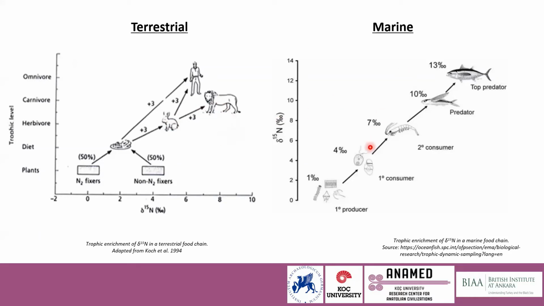And then the marine, it's the same principle. As you go up the trophic levels, you get this +3 per mil increase. The reason the delta nitrogen 15 values are higher in marine ecosystems is because there are more trophic steps, so there are more chances for this +3 to take effect. By the time you get to a top predator, they've already gone through more steps than they would in a terrestrial environment.